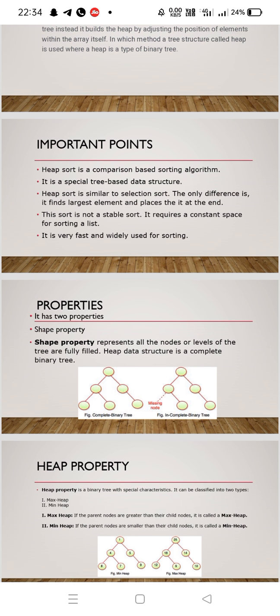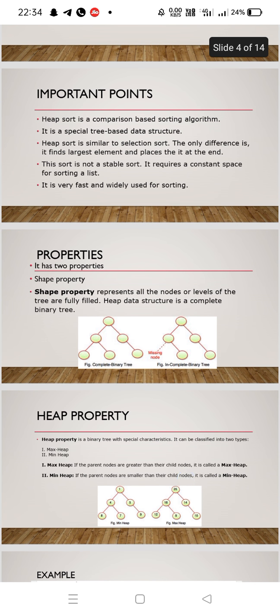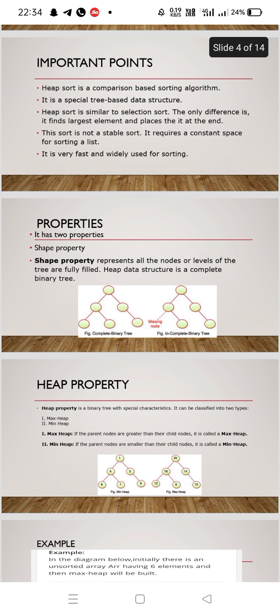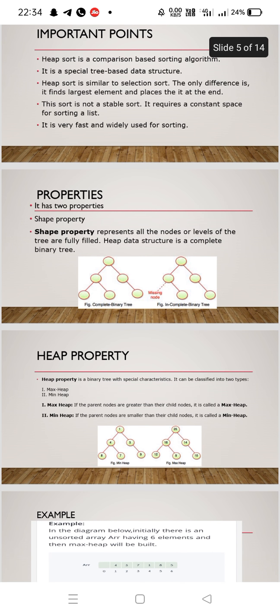Now coming to the heap property. Heap property is a binary tree with special characteristics. It can be classified into two types: maximum heap and minimum heap. If parent nodes are greater than child nodes, it is known as maximum heap. And coming to the minimum heap, if the parent nodes are smaller than child nodes, then it is called minimum heap. Now let's see one minimum heap and maximum heap.